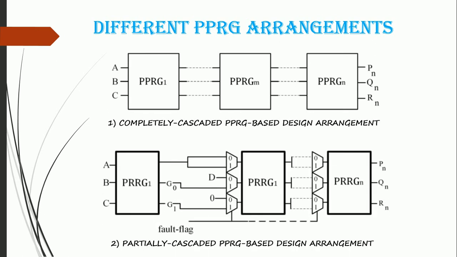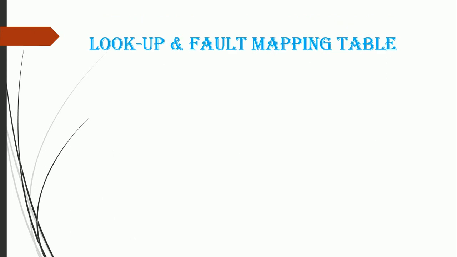Then one more arrangement is the partially cascaded PPRG, where we will have a few unused pins, and muxes are used for realizing this, and the select pin is called the fault flag pin.